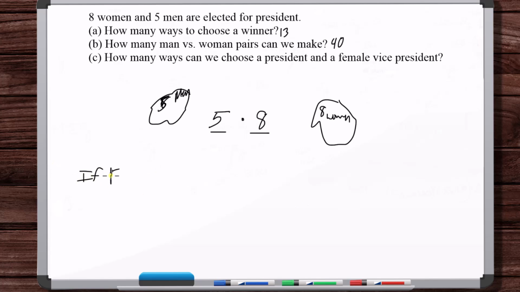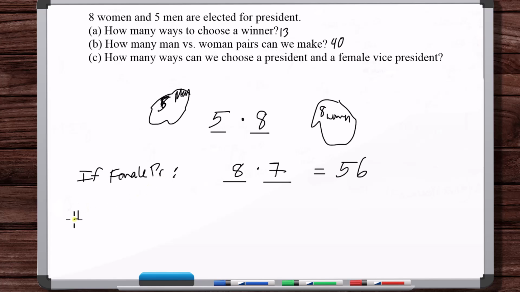If female president, then in that case, we're choosing from the 8 group of women for the president, and then there's 7 women left for vice president. But we want to count reorderings, because if Sally was elected president and Victoria was elected vice president, well, then we want to count if Victoria was elected president and Sally vice president, right? So, okay, 56 in this case.